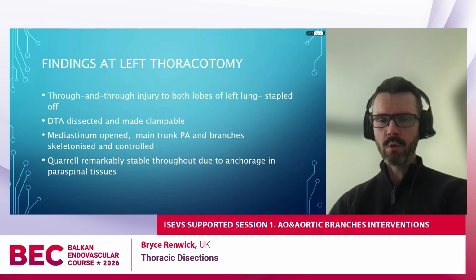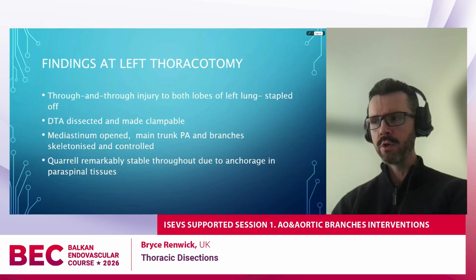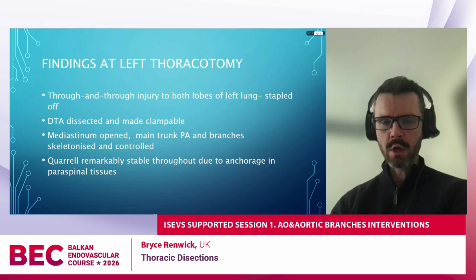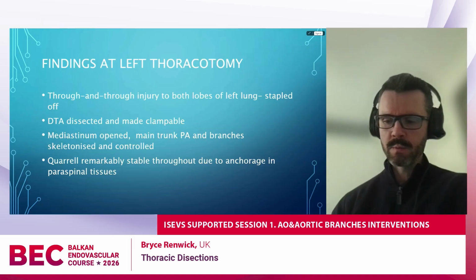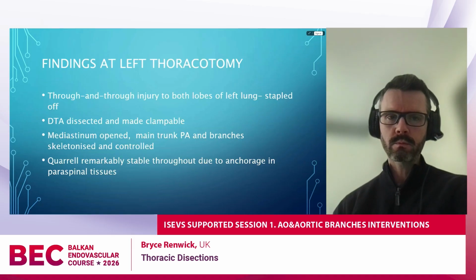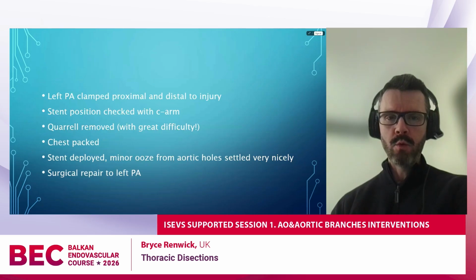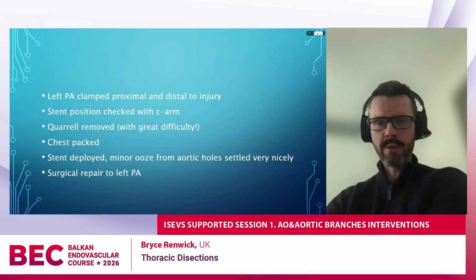This was the most difficult part of the procedure because, as you know, it's a very friable artery, and any traction on the artery did give rise to significant oozing with the quarrel in situ. But throughout all of this, the crossbow bolt was remarkably stable because of anchorage in paraspinal tissue. And then we clamped the pulmonary artery.